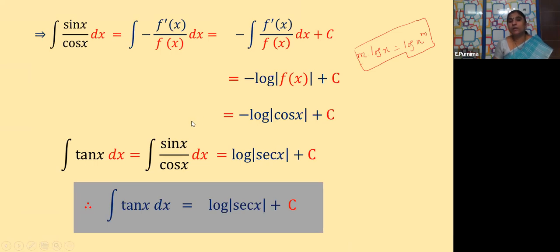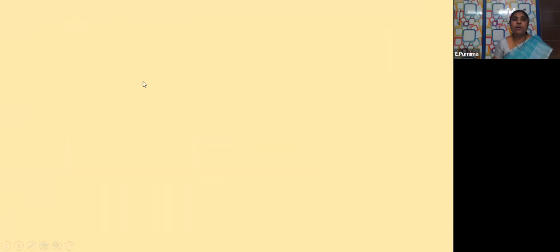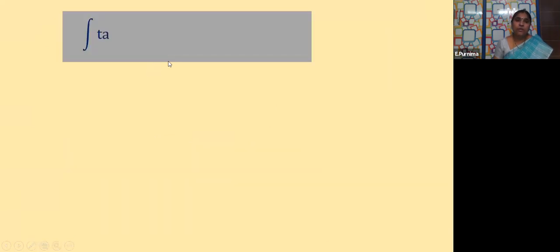We are using the rule that you have learnt: integral of f dash x by f of x dx is equal to log f of x. Using that rule, we have derived the formula for the integral of tan x. Similar to this method, we can find other integrals also. I'm writing the formulas directly here, children. We can try the sums in the same method.